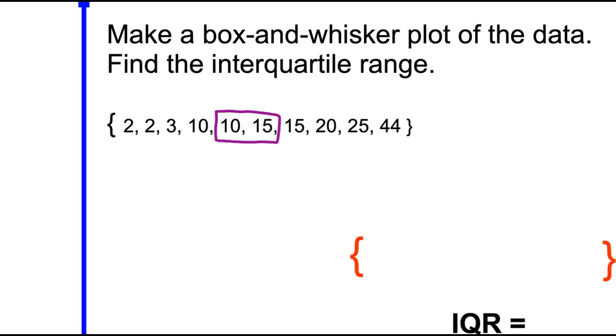Okay, so now we have to find the average. What's the halfway point between 10 and 15? Good, 12.5. That's 10 plus 15 divided by 2. You do that, you get 12.5.